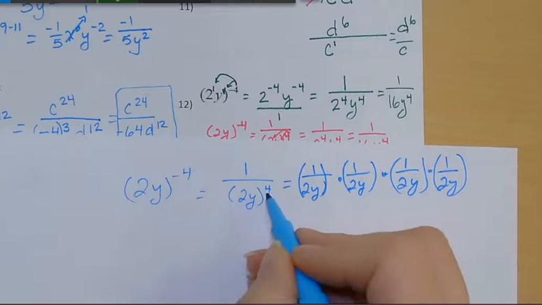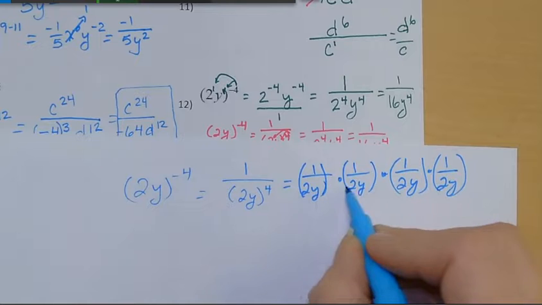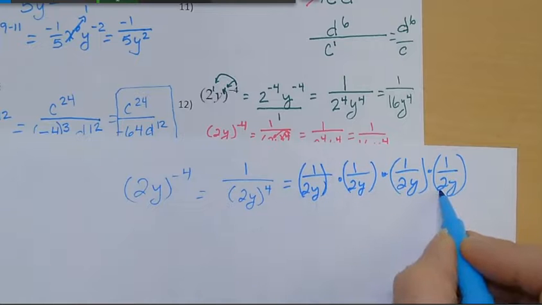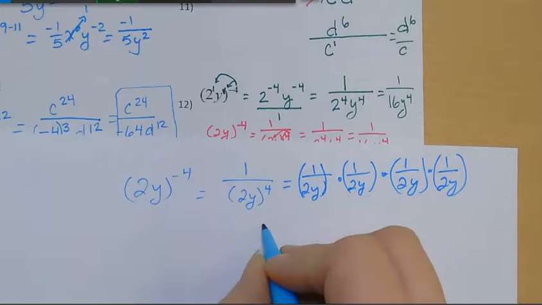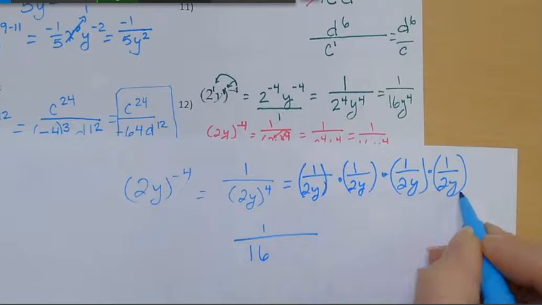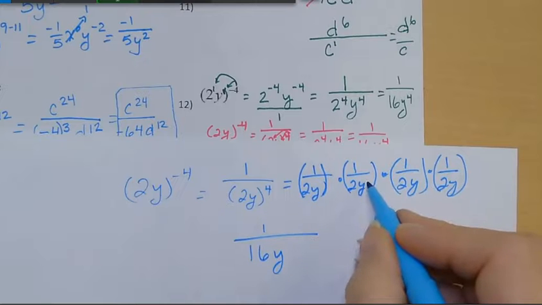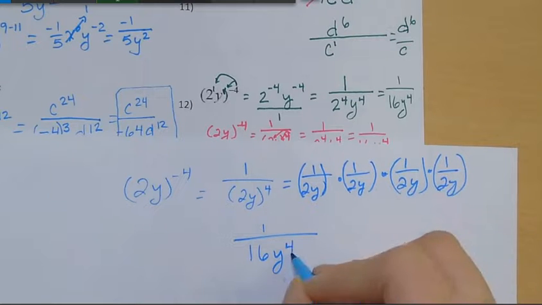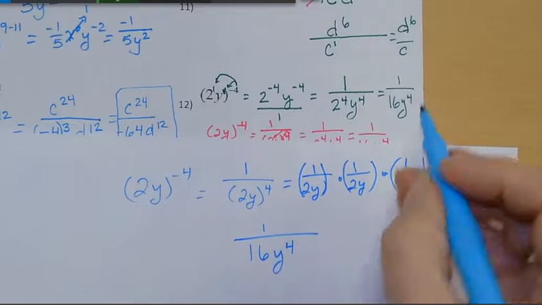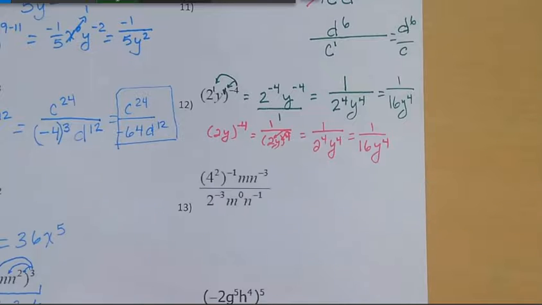So I have just multiplied everything times itself 4 times. And I see 2 times 2 is 4, times 2 is 8, times 2 is 16. So I now have 1 over 16, and then y times y times y times y. I keep my base y, and I add 1 plus 1 plus 1 plus 1, and I get y to the 4th. So that'll be the same answer, 1 over 16 y to the 4th, solved sort of 3 different ways. Okay, moving on to number 13.